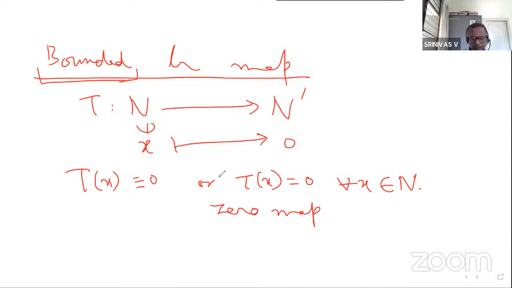Well, you can easily see that this is a linear map. How? T of x plus y. Let us look at this. T of x plus y. Is it equal to T of x plus T of y?